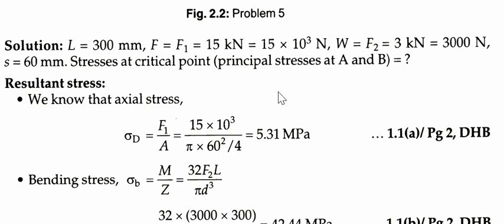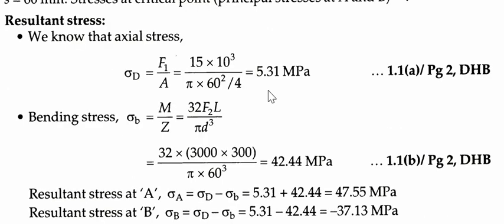All you have to do is find the principal stresses at A and B. Stresses at a critical point means we have to find the principal stress at both regions A and B. This critical point question asks when a bending load also comes along with the axial load, just keep that in mind. First step: since we have both the bending load and axial load, we have to find both axial stress and bending stress. Axial stress is simply force by area, F1 by A.